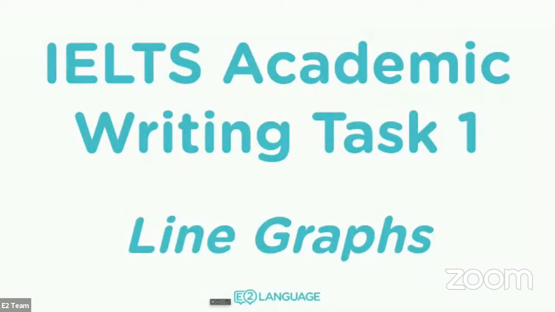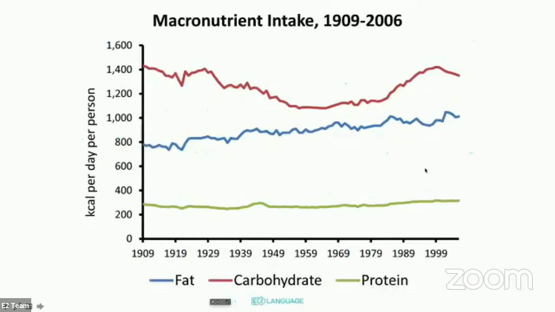The expert IELTS teachers here at E2 Language. In this live class, I'm going to teach you how to do IELTS academic writing task 1. We're going to focus on line graphs, which may on test day look something like this. You need to describe this in 150 words or more in under 20 minutes.